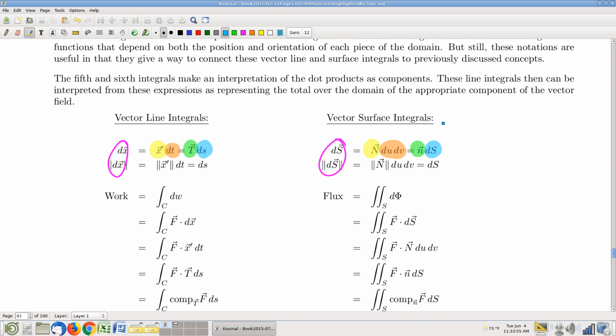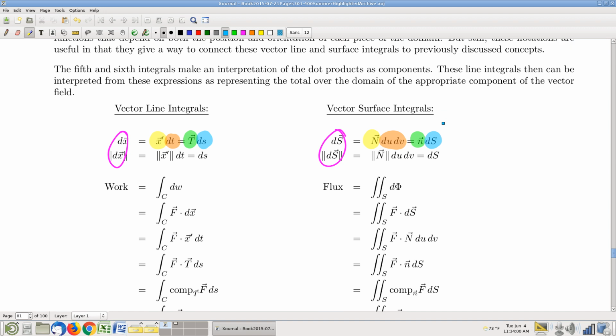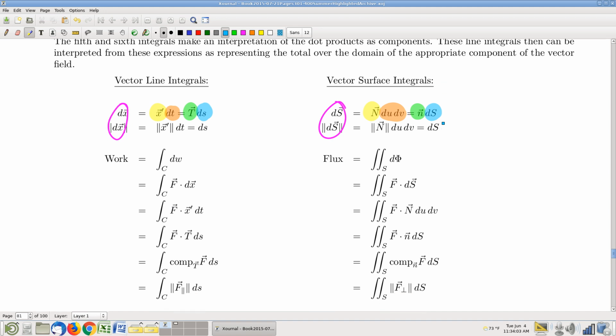So these continue. You can look at the formulas for how we write down different kinds of integrals. While I'm here, let me observe that continuing the analogy between N and x prime, x prime is the vector whose magnitude is the stretching factor in the curve context. N is the vector whose magnitude is the stretching factor in the surface context. So that's kind of neat.